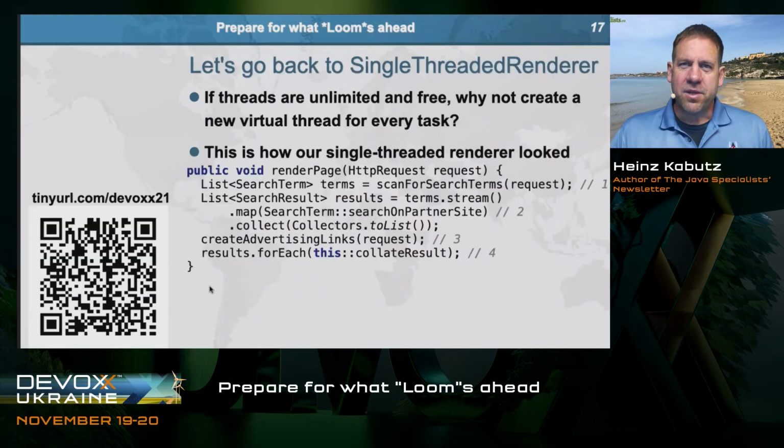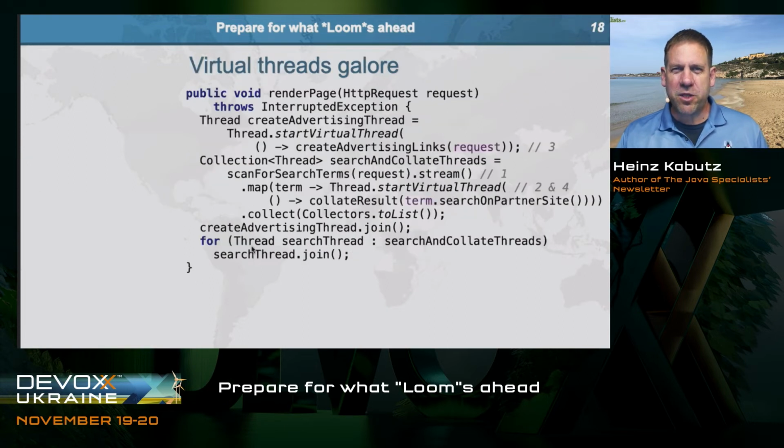All right. So let's get back to the single-threaded renderer. If threads are unlimited and free, why don't we just create a new virtual thread for every task? And so this is how our single-threaded renderer looked. And let's switch to how we can do this with virtual threads.